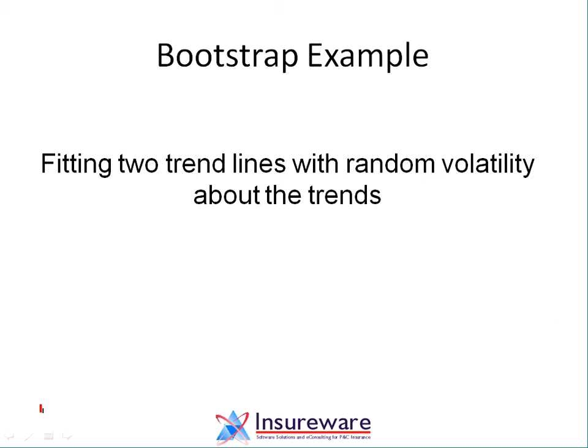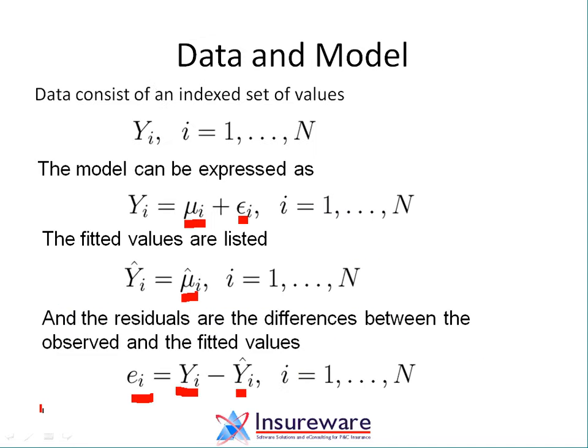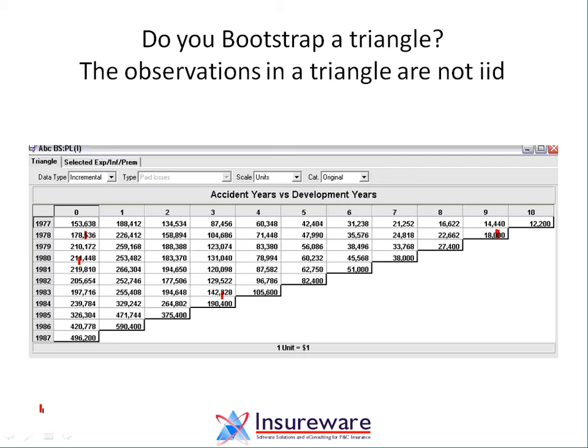I guess the simplest example is when we look at triangle ABC, where we just bootstrap the triangle itself. And we find out immediately that the bootstrap triangle doesn't look anything like the original triangle because we allocate values in development year 7 to development year 1, 0, 2, and 3, and so on.